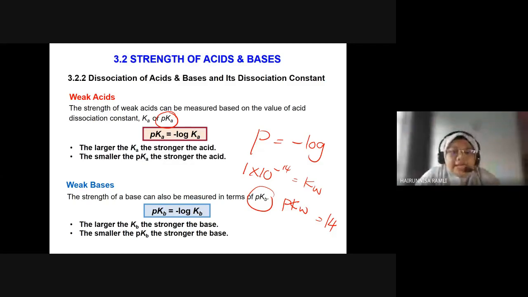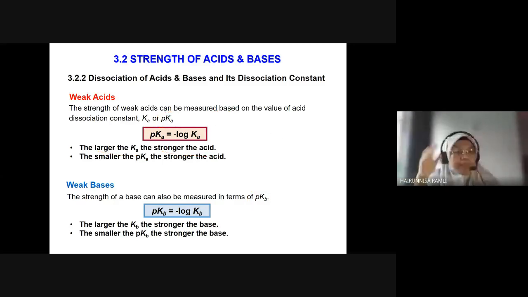We know that the larger the Ka, the stronger the acid. Tadi kan, lagi besar value of Ka, maksudnya you nak compare negative 4 dengan negative 14, of course ni lagi besar. Kan? The stronger the Ka. However, bila you dah kira dalam bentuk pKa, the smaller the pKa, the stronger the acid. Nampak eh? Terbalik eh? The smaller the pKa, the stronger the acid. Sebab dia negative log kan?